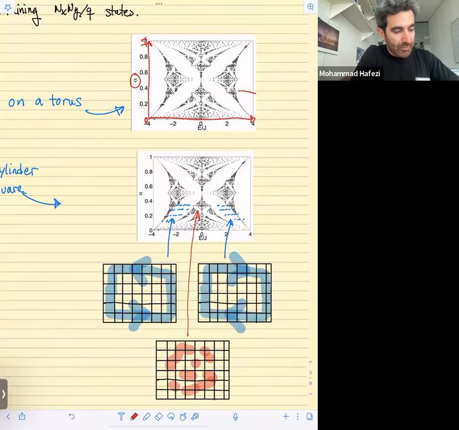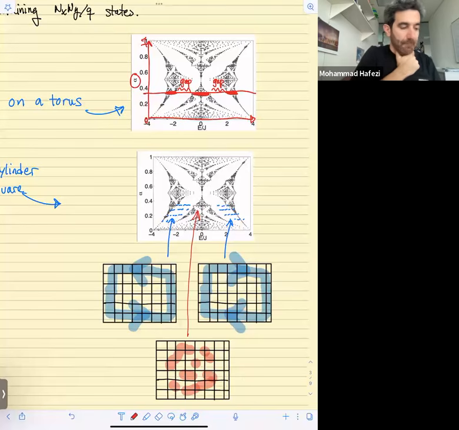So for any value of alpha, you can look at the energy eigenvalues. Then if you solve it on a torus, with periodic boundary conditions, you see the following: you get these magnetic bands, and in between them you don't have any energy, so these are the gaps. These are the gaps over here, and these are the gaps over here.